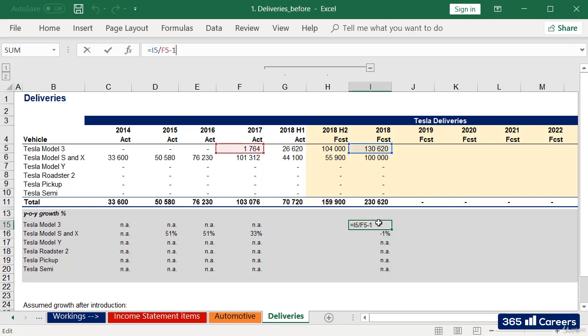In 2018, however, we can also calculate the year-on-year growth of Tesla Model 3, which was equal to 73 times the initial amount. Model S and Model X deliveries decreased by 1%, on the other hand. None of the other models will be delivered in 2018, so we can write NA.